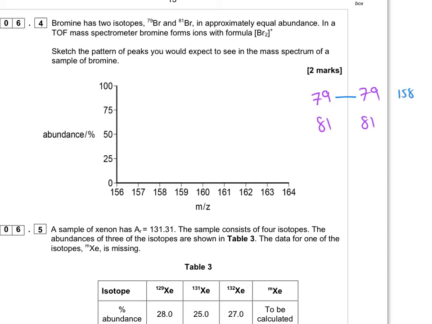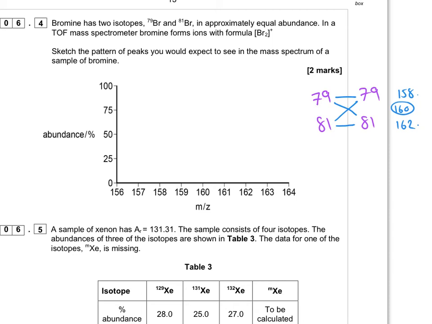Okay, then we've got 81 and 81, which would give us a peak at 162. I'm just adding the 2 together. And then I could have 79 and 81, which would give me a peak at 160. And there's a second way that can combine. So this one is twice as likely to occur as either of these 2.